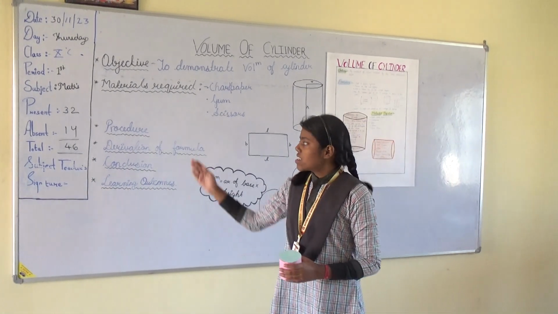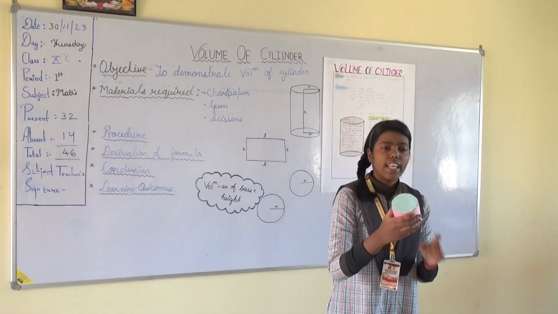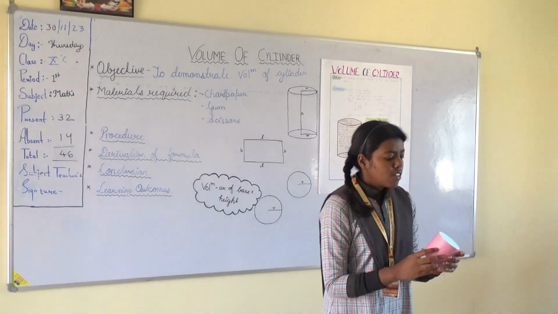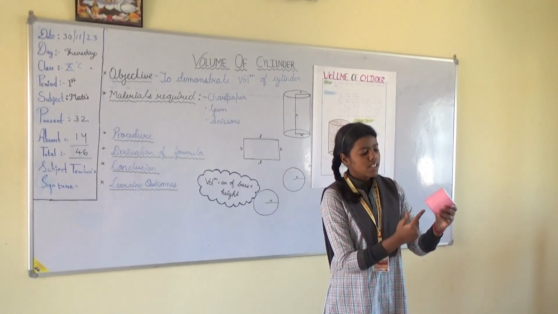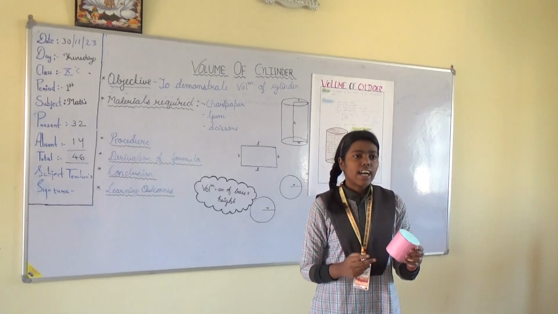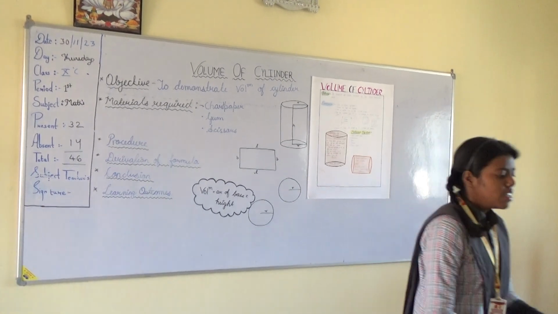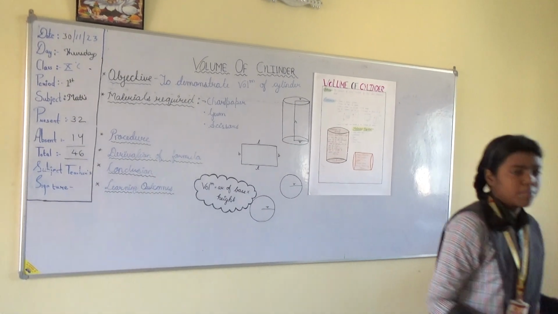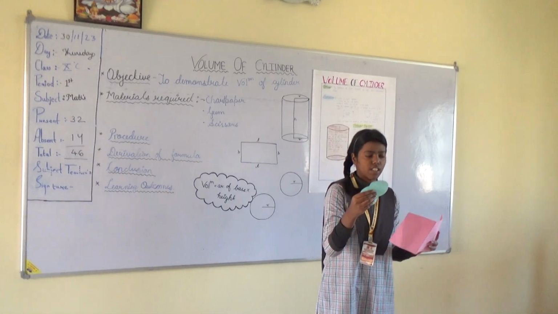Now, the procedure is to take a paper cylinder of radius r and height h. Now, remove the top and bottom of the cylinder and then cut vertically so that it flattens into one rectangular piece and two circular pieces. Here is one rectangular piece and two circular pieces.